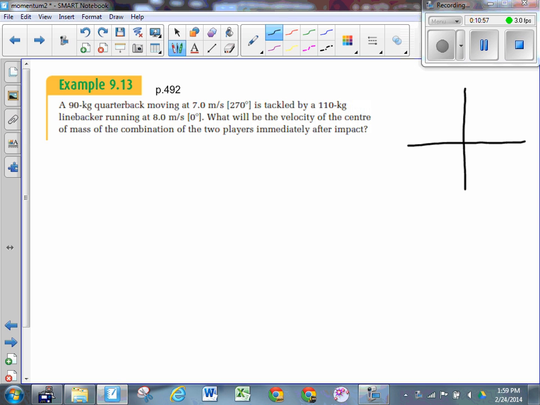If we look at an XY axis here, this would be 0 degrees. This would be 90. It would go around counterclockwise. 0, 90. This would be 180 degrees. This would be 270 degrees. So if the quarterback is moving at 7 meters per second at 270 degrees, the quarterback is moving this way, straight downwards. That make sense?